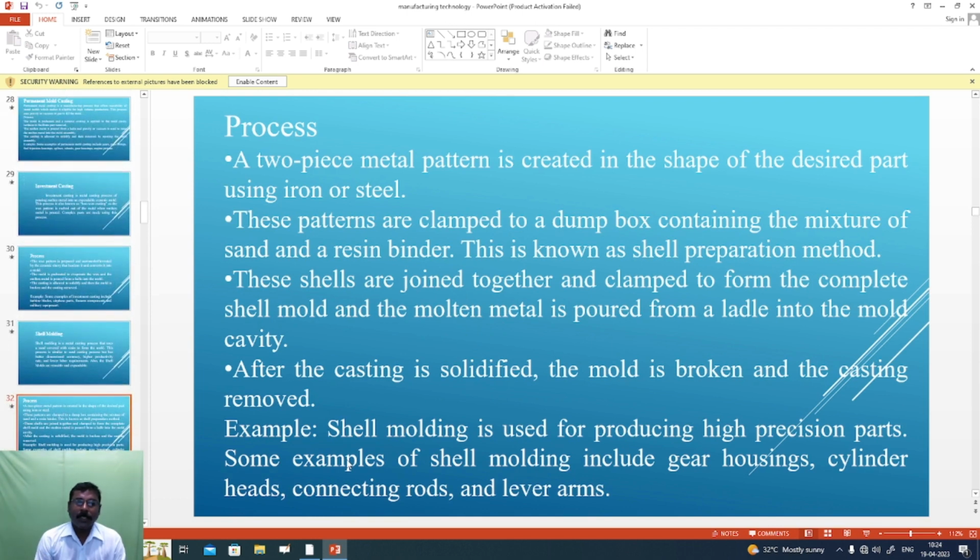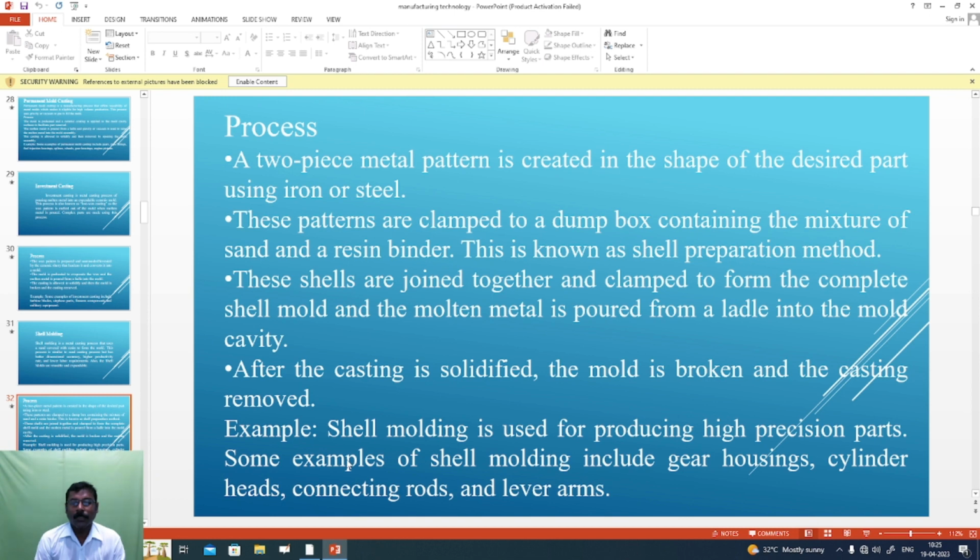In this process, a two-piece metal pattern is created in the shape of the desired part using iron or steel. These patterns are clamped to a dump box containing a mixture of sand and a resin binder. This is known as the shell preparation method.